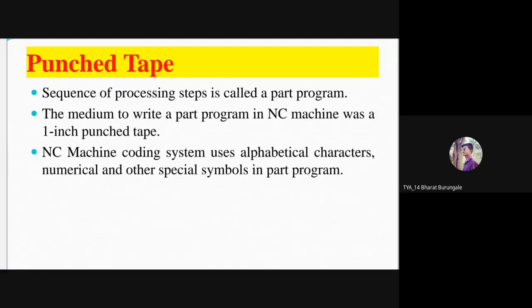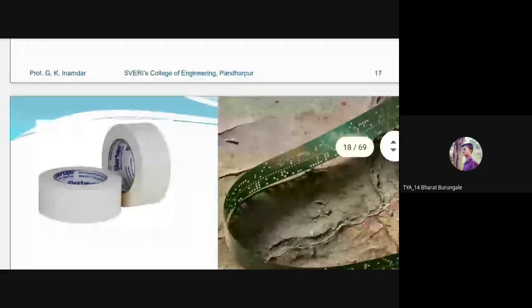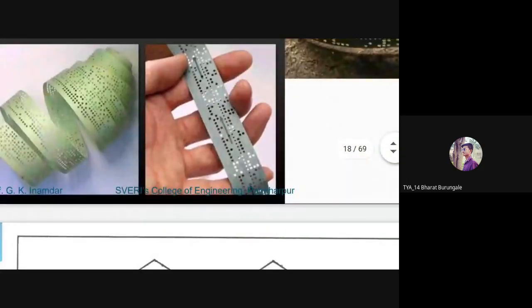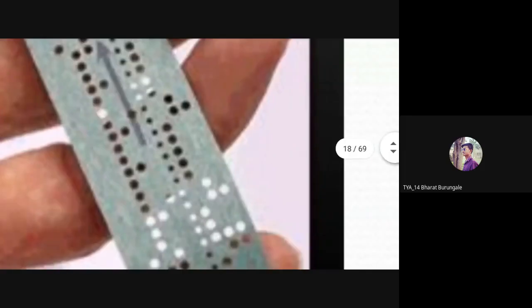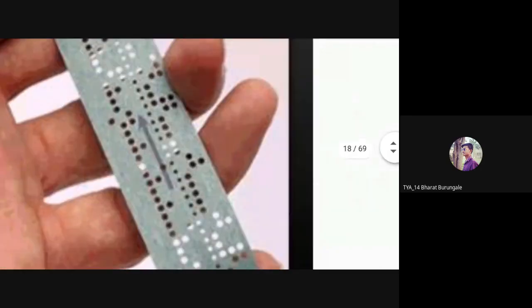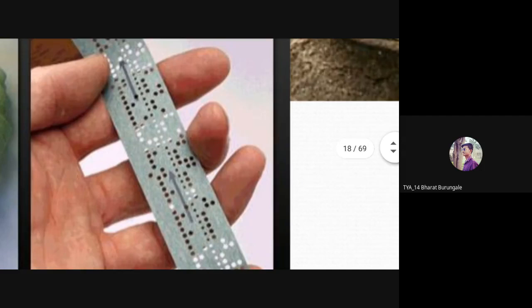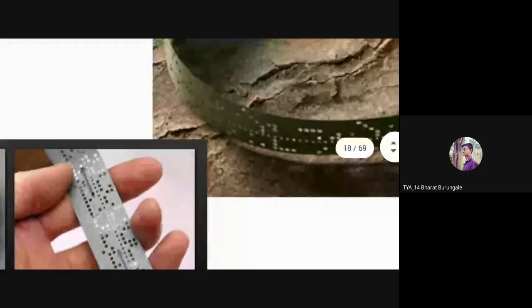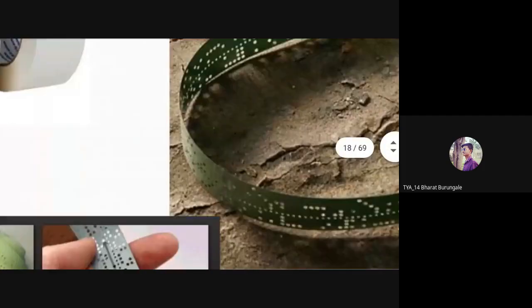The NC machine coding system uses alphabetical characters, numerals and other specific symbols in the part program. These are the punch tapes. Now we don't know what the language of that tape is, but definitely the NC machine can access this language. These are the tape input types, and these types of inputs are used for the NC system.